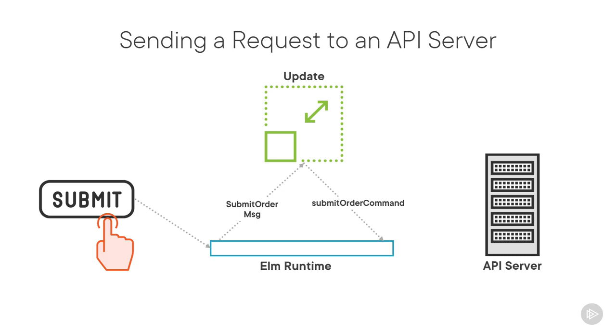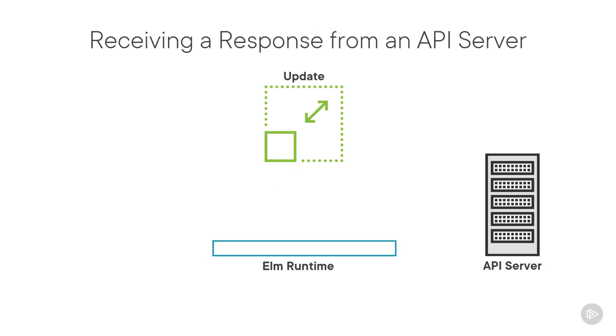The Elm runtime takes the command and sends the HTTP request to the API server. After processing the request, the API server sends back an HTTP response to the Elm runtime, which sends a new message to the update function. Notice that the new message variant has a result payload with either a HTTP error or the OK string.